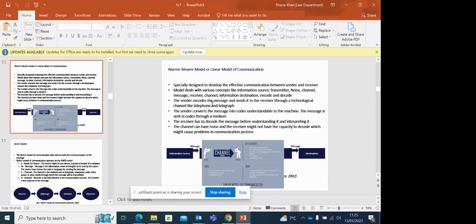The message is sent in codes through a medium. The receiver has to decode the message before understanding and interpreting it. The channel can have noise, and the receiver might not have the capacity to decode, which might cause problems.